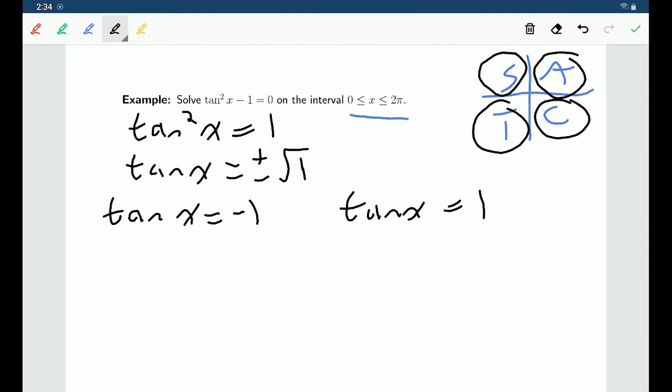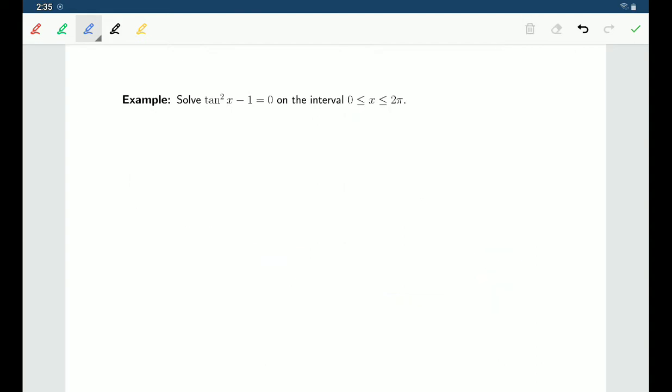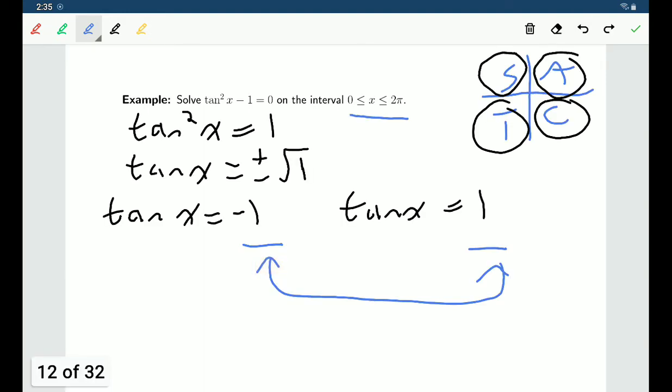I should have 2 solutions where tangent of the angle gives me +1, and 2 solutions where tangent of the angle gives me -1. Now, of course, nice thing is, since we're looking for tangent to be either equal to +1 or -1, these should have the same reference angle for both of them. So once we find the reference angle that gives tangent of x equal to +1, that's the same reference angle for where tangent of x would be -1. So let's go back and solve.